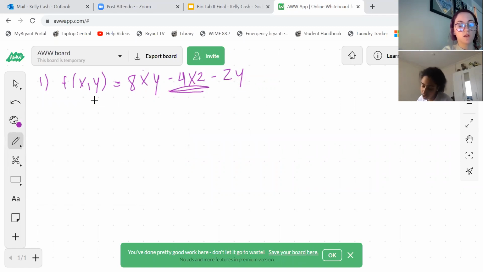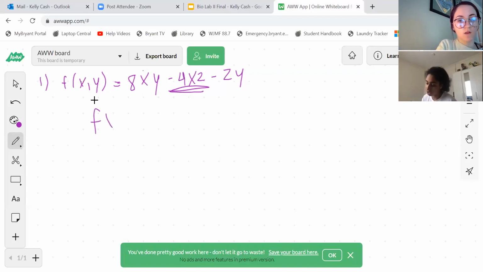Okay. And the first one for the y would be 8x minus 2. Good. Yep. And then the second one, is it just minus 2? The derivative of 2 is also 0. Oh, yeah. So it's just going to be 0.